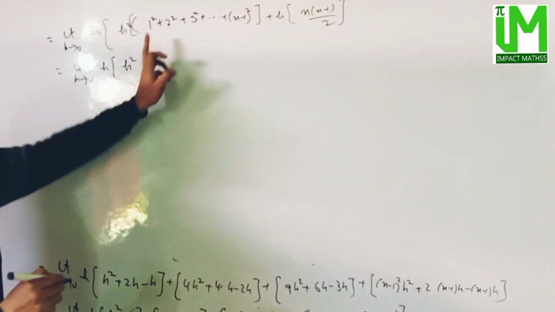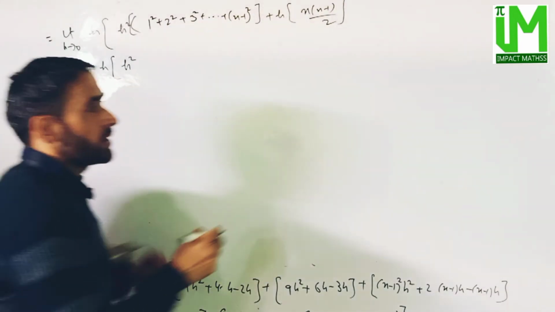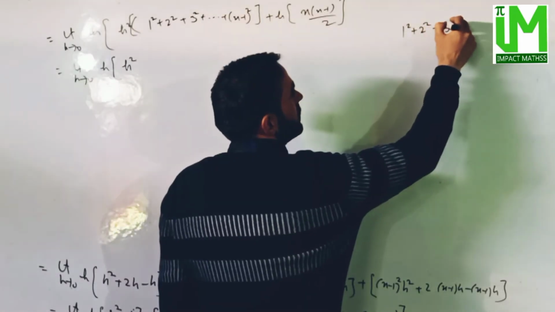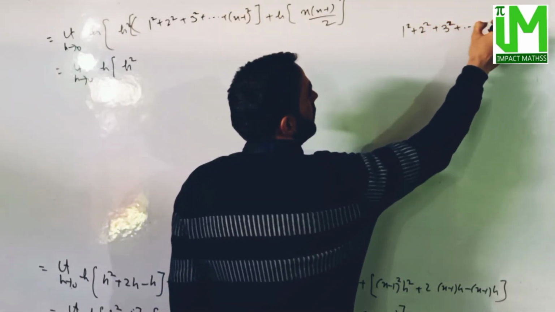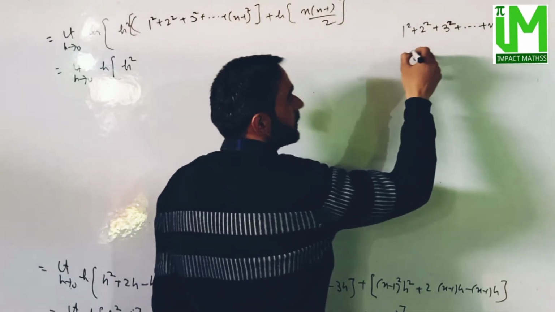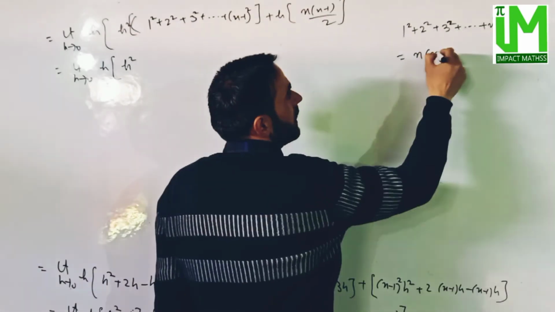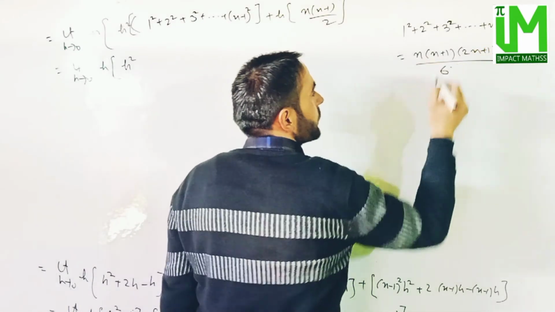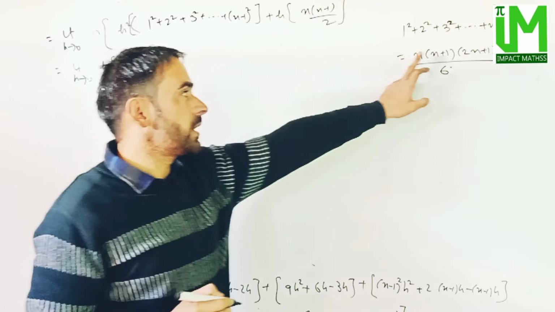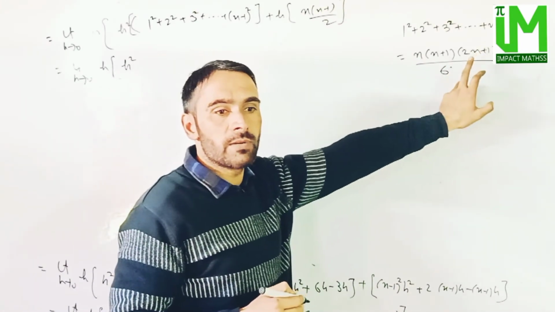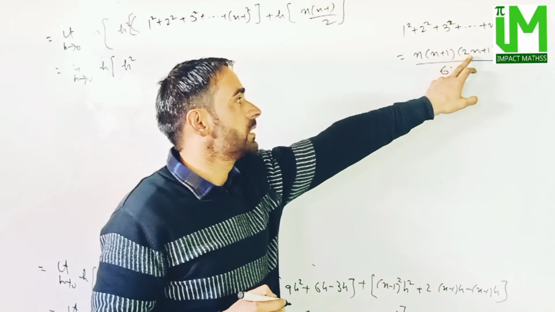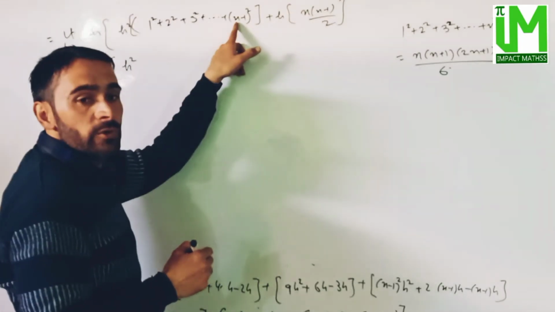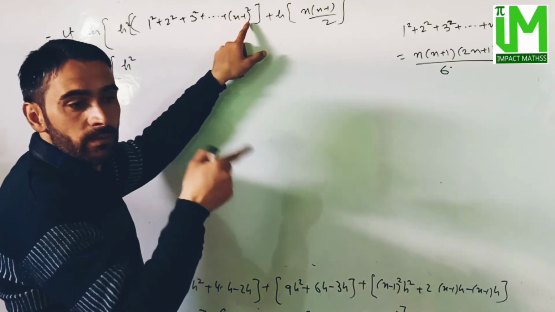So this is the sum of first n squares: 1 square plus 2 square plus 3 square plus up to n square, which is equal to n into (n plus 1) into (2n plus 1) divided by 6. But here we are computing the sum of first n minus 1 squares.